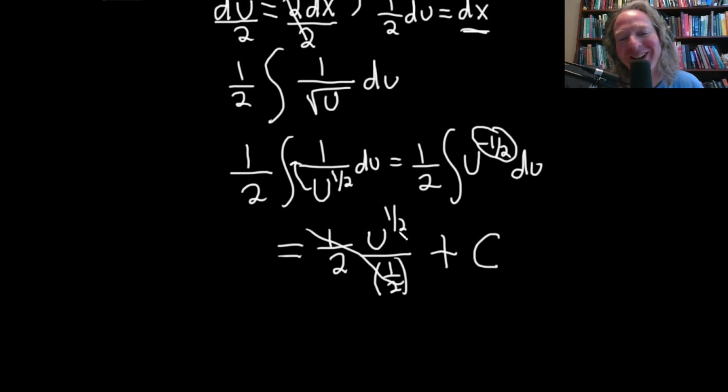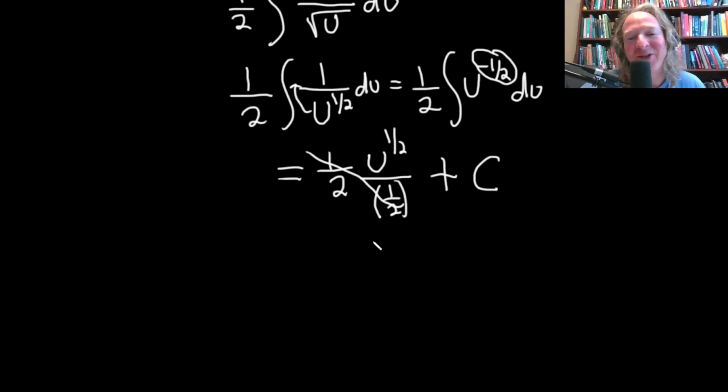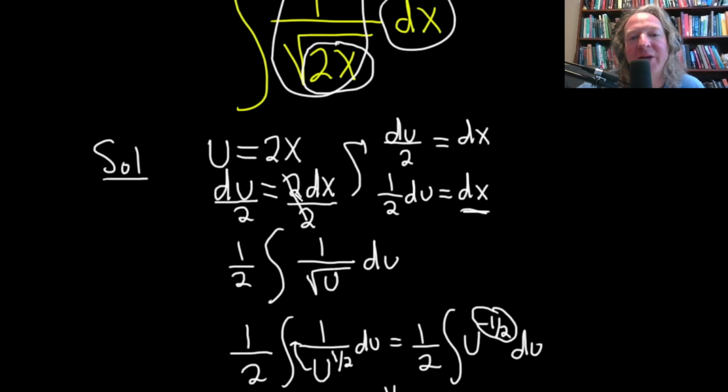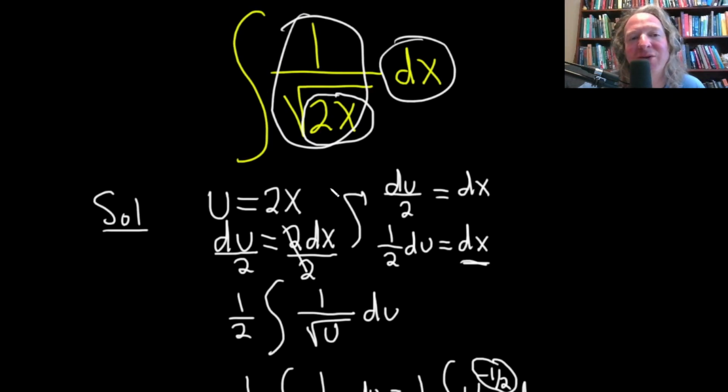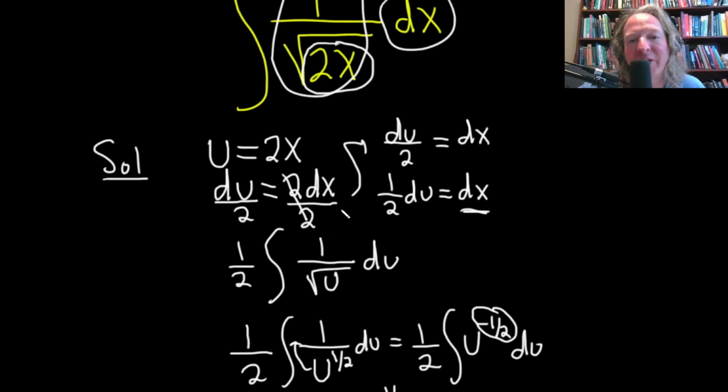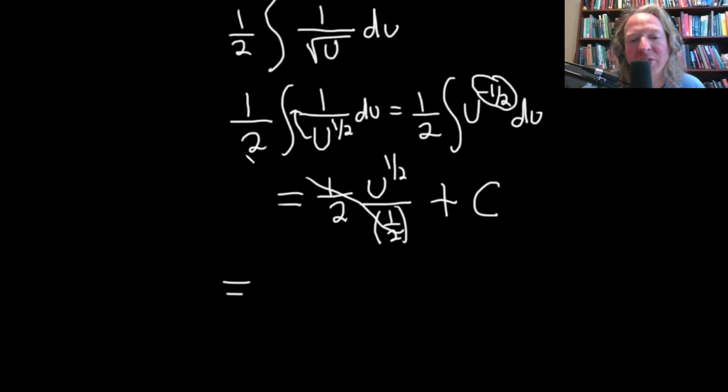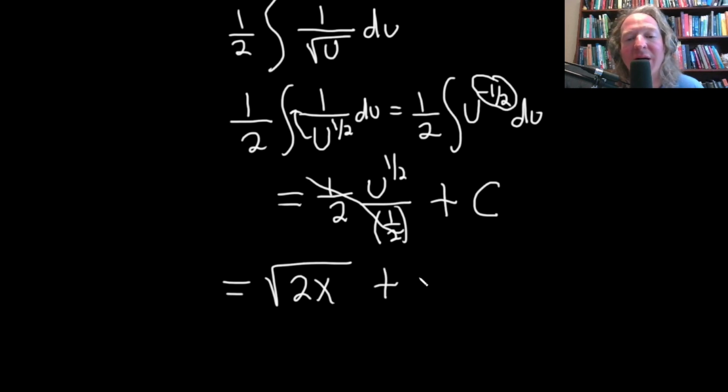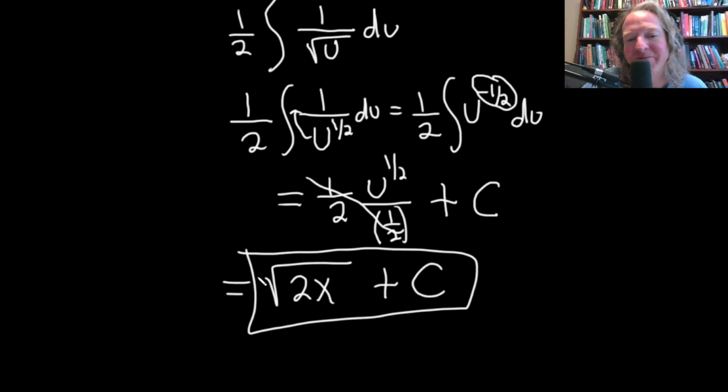Oh, look at this, they cancel. So we have u to the 1/2, which is really the square root of u. But what was u, right? U was something that was important. It's 2x. So we have to go back to the original variable. So this will be the square root of 2x plus our constant of integration, capital C. And that would be the answer.